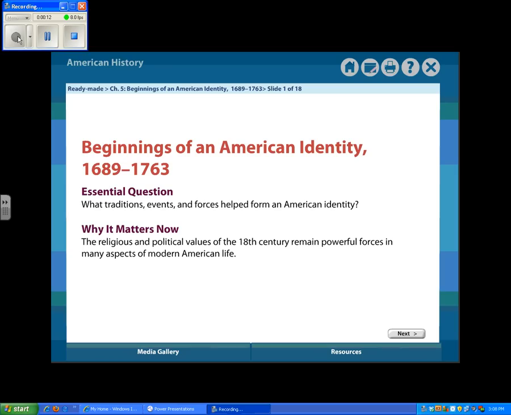This is Beginning of American Identity, 1689-1763. The essential question: What traditions, events, and forces helped form an American identity? Why it matters now: the religious and political values of the 18th century remain powerful forces in many aspects of modern American life.